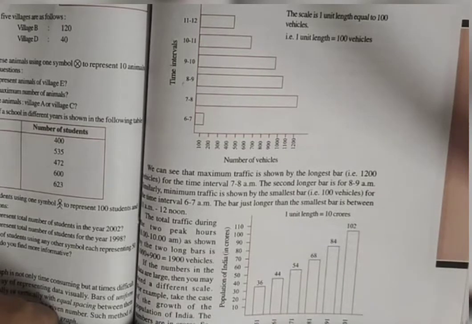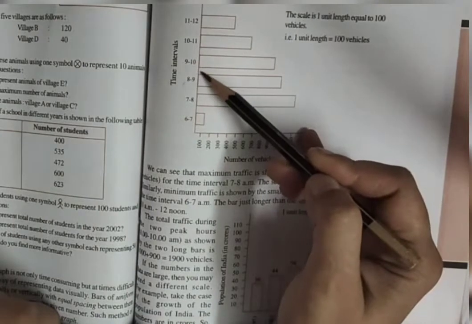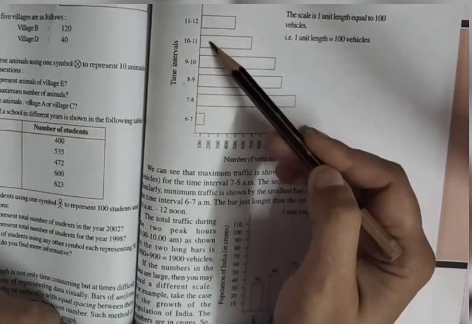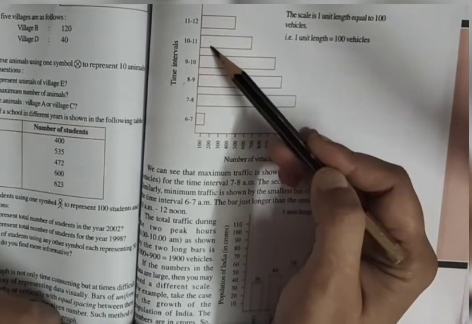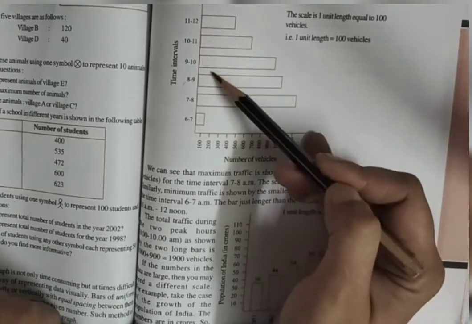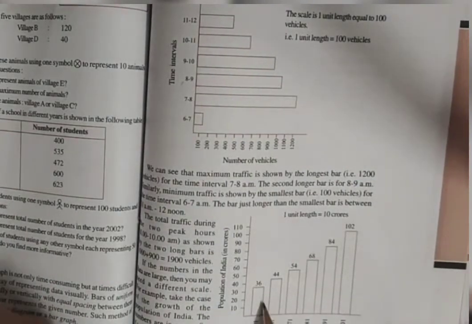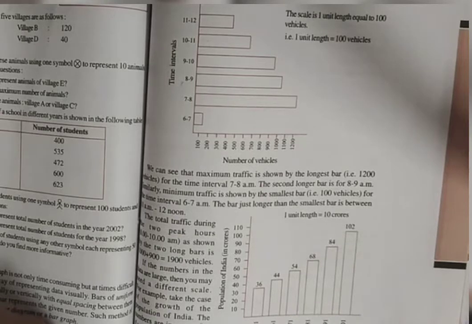There should be equal space between the bars, meaning the space between them should be equal. Like these two bars, if we consider this space, and if we consider these two, this space, the spacing between the bars should be uniform, should be equal. Here also in the vertical one, you can see this spacing is equal.